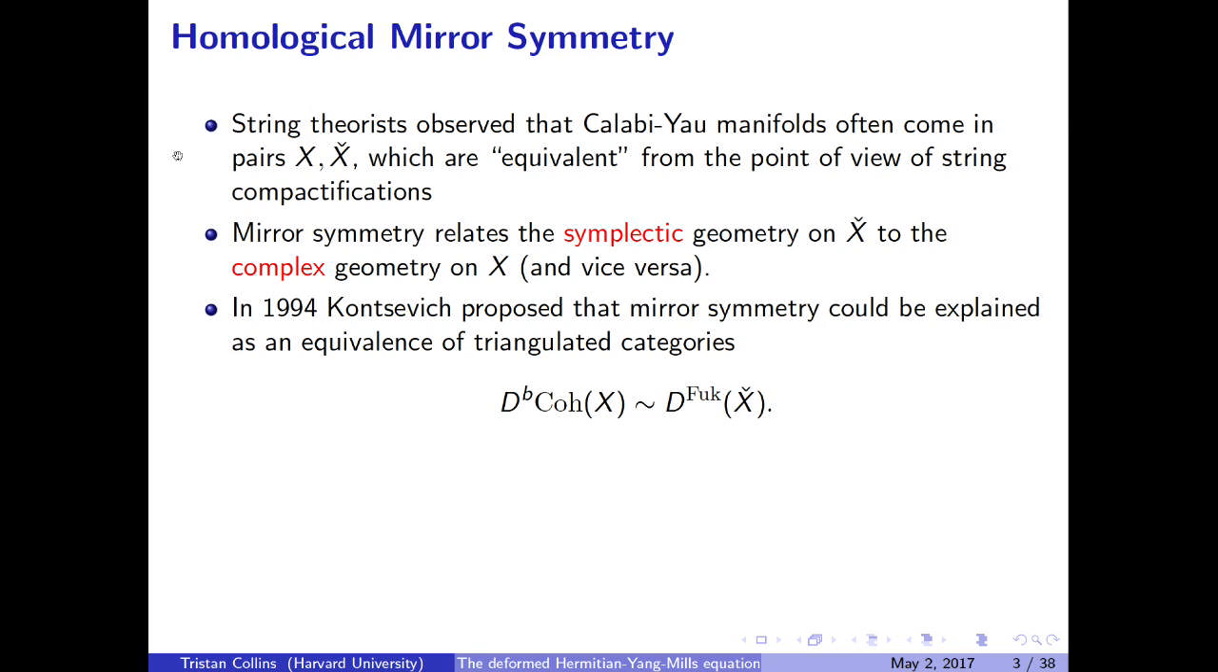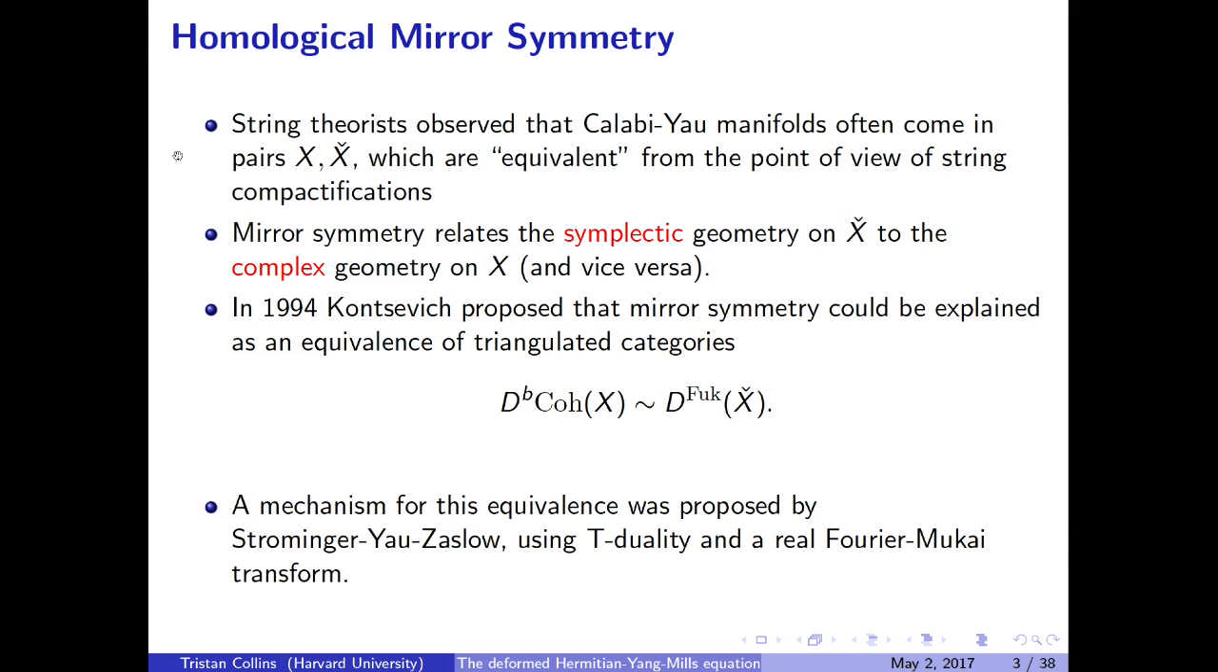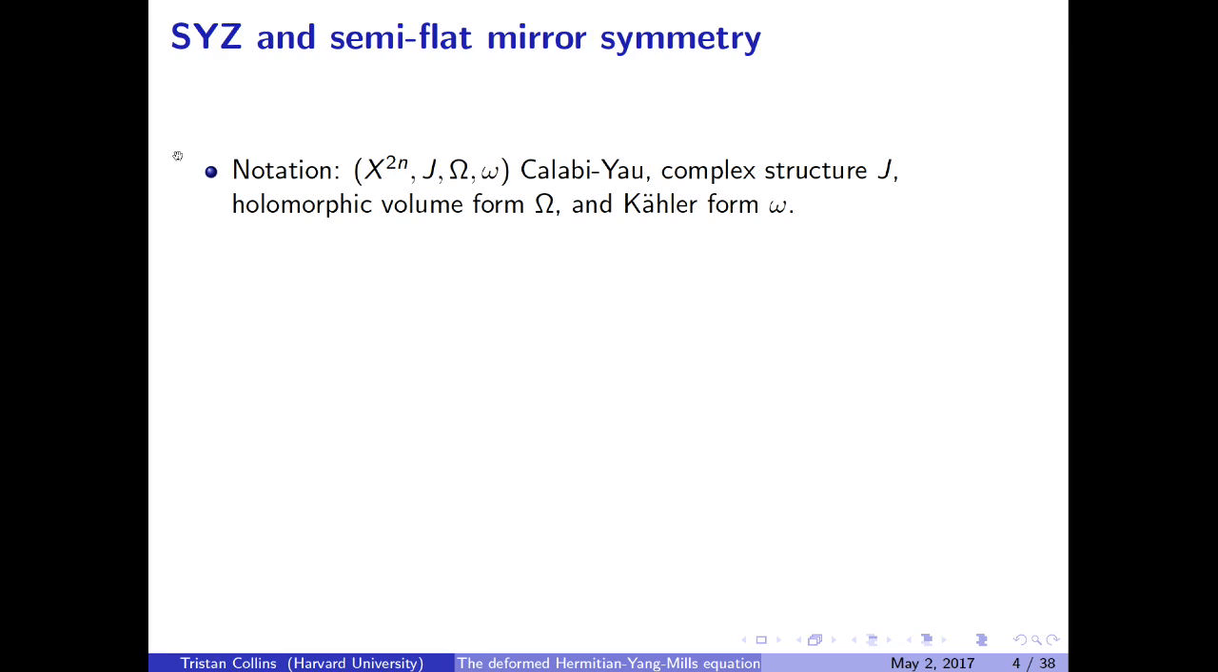Kontsevich proposed that actually the right way to think about this was as an equivalence of triangulated categories. On one side, we have the category of coherent sheaves, and on the other side, we have the Fukaya category. This is a symplectic object, and the claim is that this should be equivalent to this complex object. The mechanism for this equivalence was proposed by Strominger, Yau, and Zaslow, using what they called T-duality and a real Fourier-Mukai transform. I want to say a little bit about the model case for this, which is semi-flat mirror symmetry. It's really just a local calculation, but it shows why things work, or why we should maybe expect things to work.